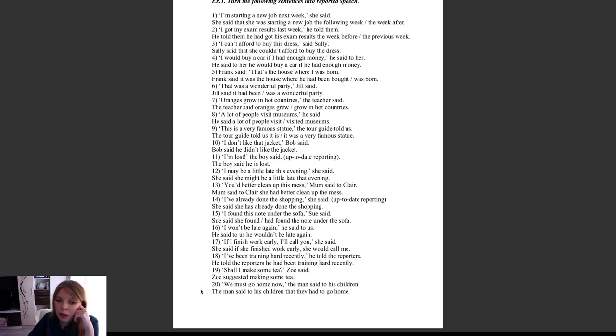Number 20. "We must go home now," the man said to his children. The man said to his children, or the man told his children, that they had to go home. So we change the modal verb must into had to.